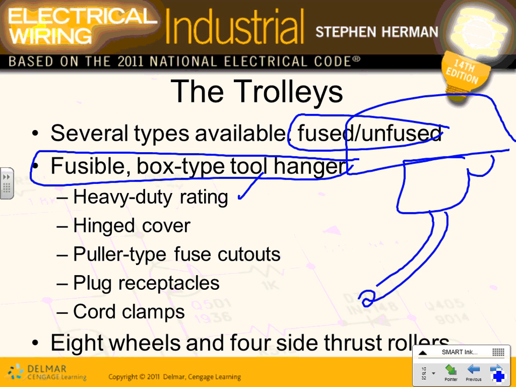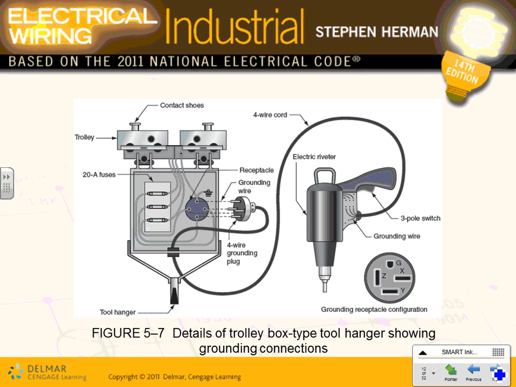So you have heavy duty rating, hinged cover, polar type fuse cutouts. You're going to look at them in a second. Plug-in receptacle and clamp cords. This particular one has 8 wheels, guys, because you have to have wheels as they move along. 8 wheels and 4 side thrust rollers for connections. Here's what you're looking at. Here you go. Here's what they're describing, guys. They're describing the contact shoes. That's where you get contact with phase A, phase B, and phase C, and then they have wheels, so you can wheel them. You have fuses. Everybody can see the fuses, a fuse for each one.